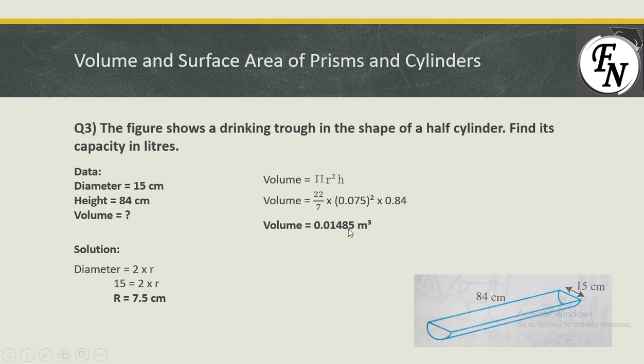So this is the volume of a whole cylinder, but we need to calculate the volume of a half cylinder. So we will divide the value by 2, and we will obtain the value as 0.0074 meter cube. As this is half the cylinder, we have halved the volume. So this is the volume of the half cylinder. Now we need to convert it into liters. We use the conversion that 1 meter cube is 1000 liters, so it is multiplied by 1000. The value 0.0074 is multiplied by 1000 to obtain 7.4 liters. So this is the capacity in liters of this half cylindrical shape.